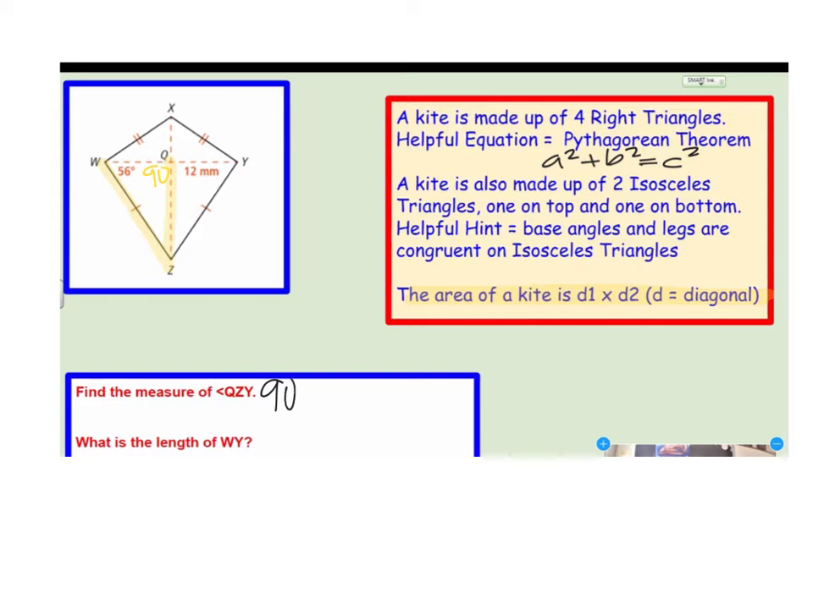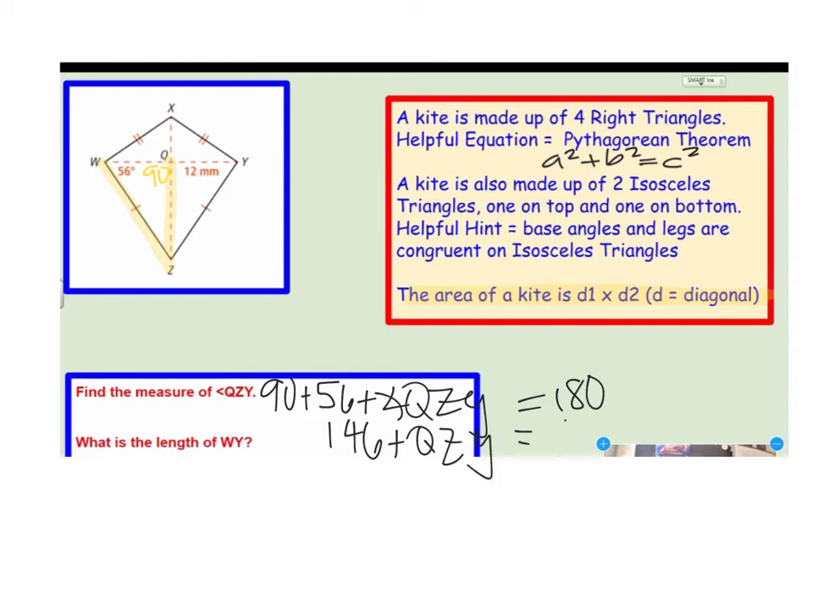So that means I've got, let's turn that into a different color so we can see it. So we've got 90 plus 56 plus angle QZY should equal 180 degrees. And we should be able to solve that. Now, I am going to use a calculator to do that, because I don't trust myself. So that's 146 plus QZY is equal to 180. And then we subtract 180 minus 146. And I get 34. Okay, so that would tell me that this angle right here is 34.